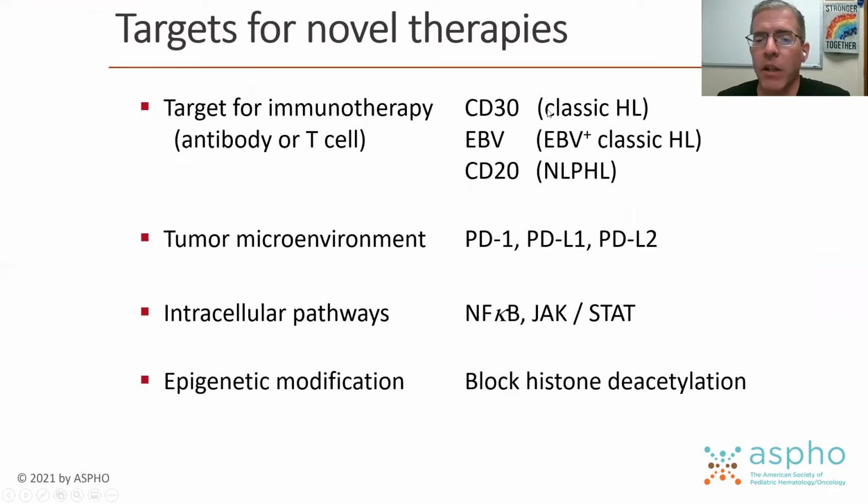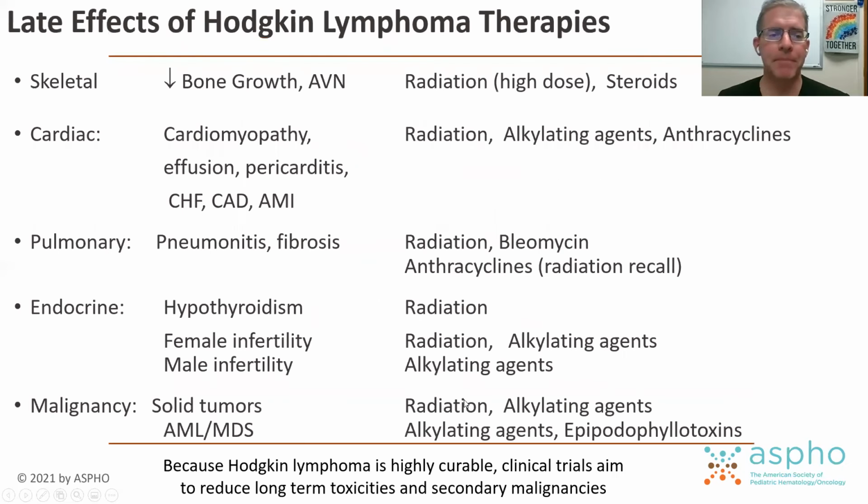Obviously, CD30 for classic Hodgkin lymphoma, EBV-specific CTLs for EBV-positive diseases, CD20 as a target in nodular lymphocyte predominant Hodgkin lymphoma. Checkpoint inhibitors are actively being used to target the microenvironment to make the lymphoma cells less resistant to the immune response. There are some intracellular pathways which are not as well advanced, but the NF-kappa B pathway or the JAK-STAT pathway, or epigenetic modifiers that block histone deacetylation.